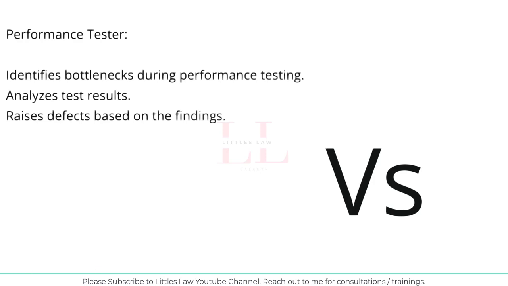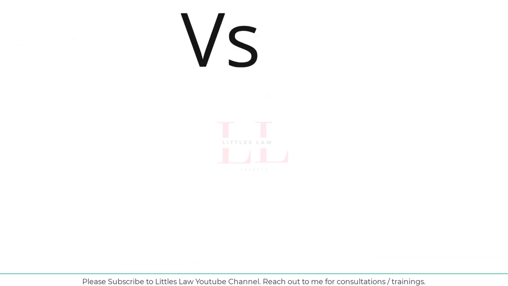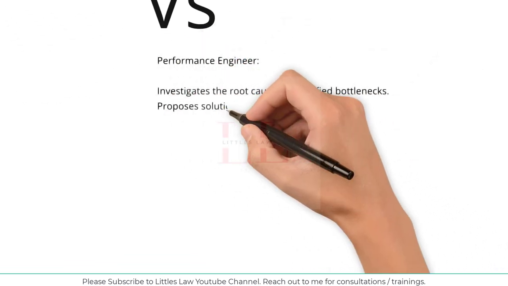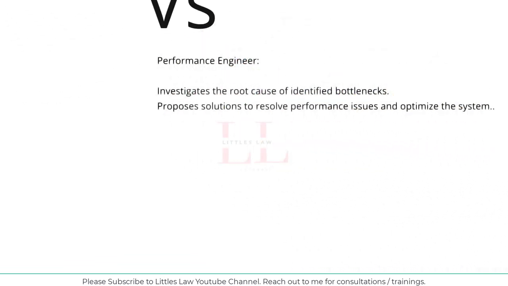On the other hand, the performance engineer's work begins after the bottleneck has been identified and logged. They investigate the root cause of the issue by looking into the application's design, architecture, and infrastructure. The performance engineer will perform a detailed analysis of various components like code, database, and server to pinpoint the exact source of the problem. Once the root cause is identified, they propose and implement solutions to fix the issue and optimize the performance.